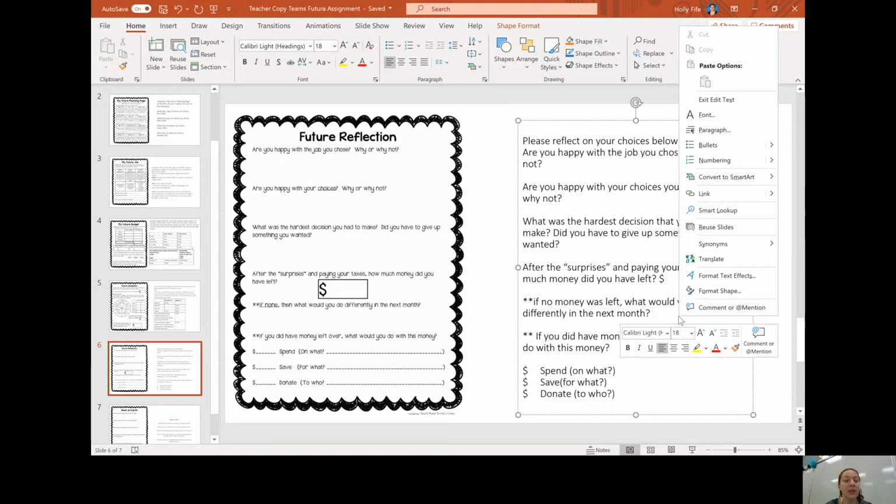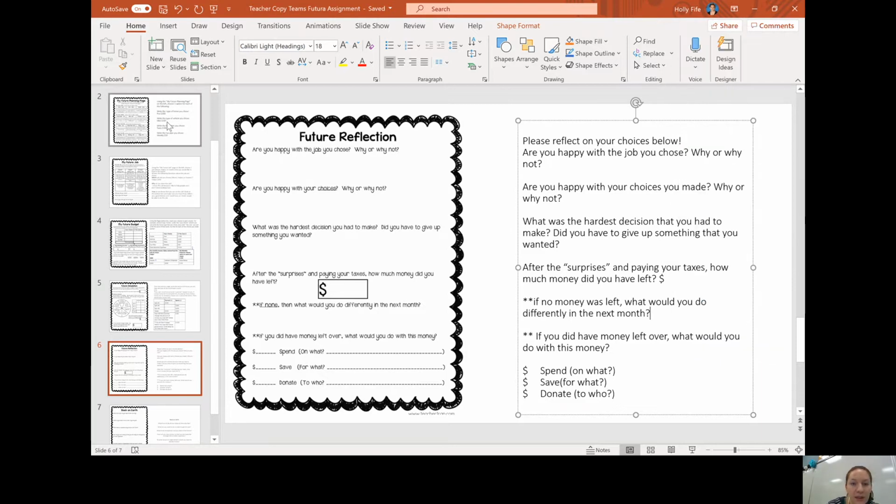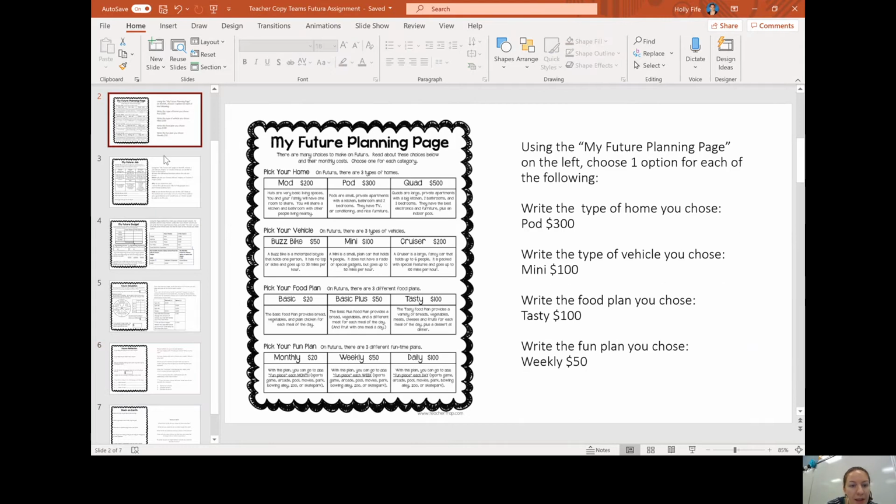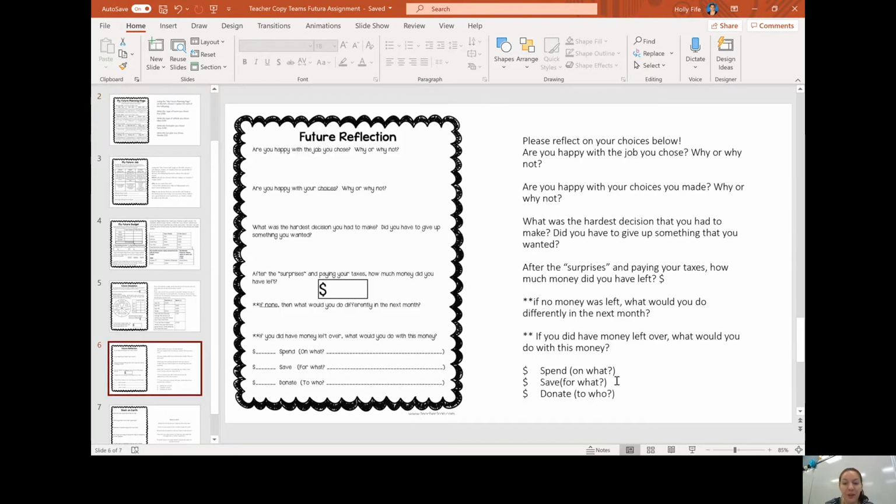So for me, I could always go back and look at some of the choices I made, like maybe, well, I can't get much smaller of a house. I don't want to get a smaller car. Maybe I could pick a smaller food plan because I don't have to have the best food. Or maybe instead of doing something weekly, I could choose the monthly fund plan. There's a couple places I probably could scale back. And so I could write something about that.